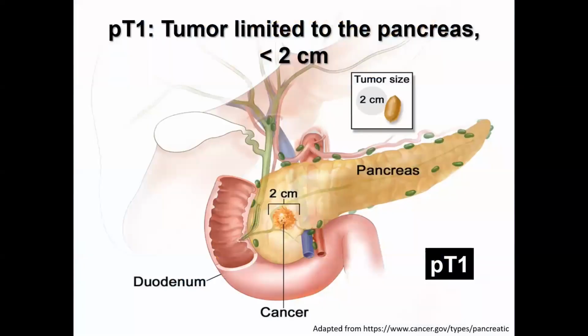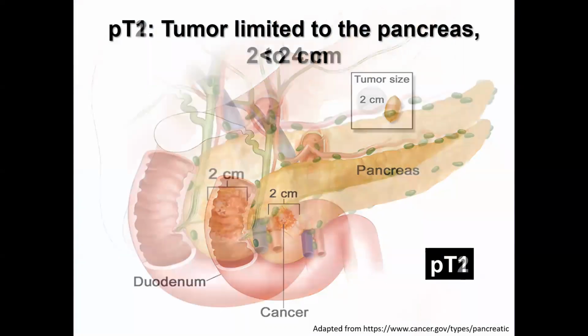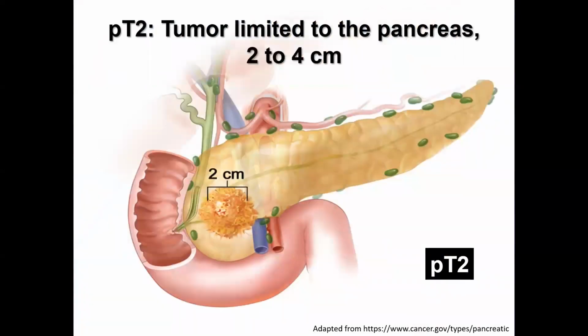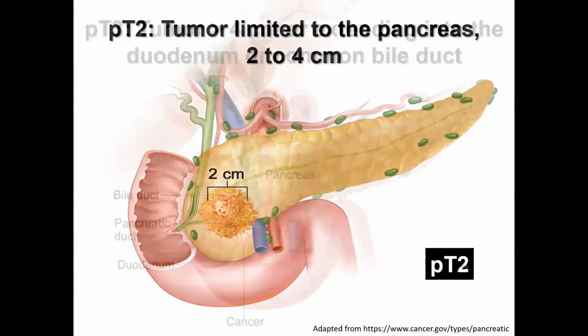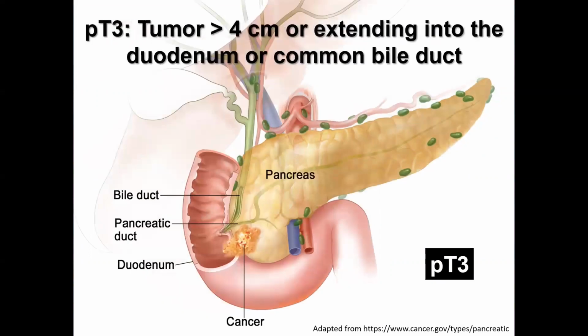So let's review the staging system for well-differentiated pancreatic neuroendocrine tumors. A pathologic T1 PanNET is less than 2 centimeters, or smaller than a peanut, and confined to the pancreas. A T2 neuroendocrine tumor is defined as between 2 to 4 centimeters in size, or maybe the size of a walnut, but again confined to the pancreatic parenchyma. In contrast, a T3 neuroendocrine tumor is greater than 4 centimeters or extends out of the pancreas to involve the duodenum, as seen here, or the extrapancreatic common bile duct, not the intrapancreatic common bile duct, which would still be considered part of the T1 or T2 category based on size, or T3 in general.